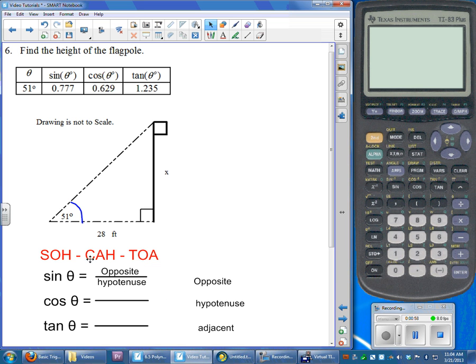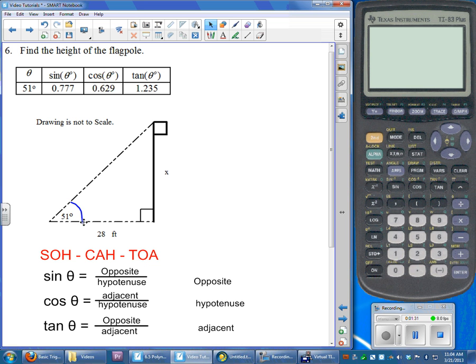For cosine, CAH, that's the adjacent side divided by the hypotenuse. And then we also have the ratio for tangent theta, or any angle, which is opposite divided by adjacent. So with that, knowing those three ratios, we can now come back up to our triangle and see which sides we know and want to know. And again, it all depends on which of the angles in the right triangle you're working with. The only one you can't work with is the 90.